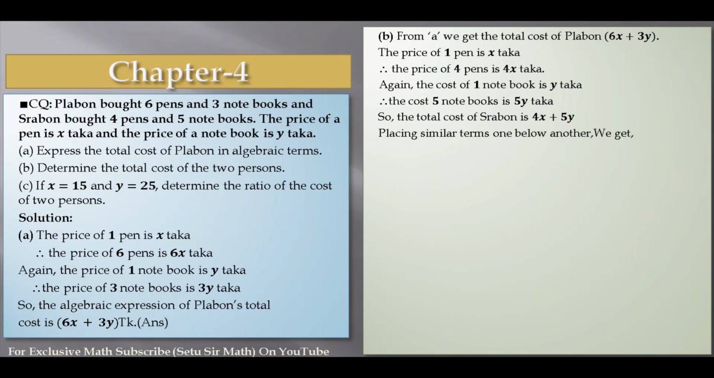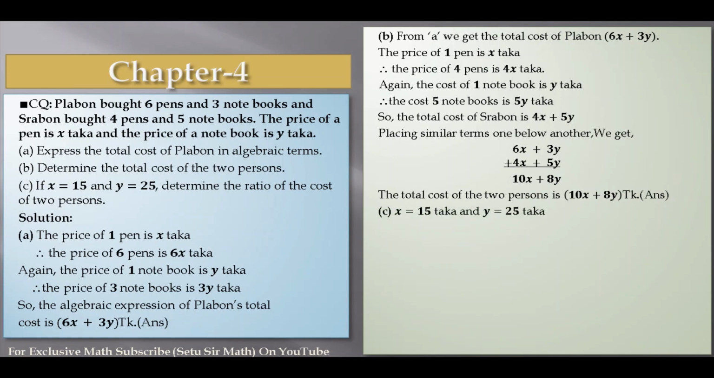Placing similar terms one below another, because we have to find the total cost of Plavon and the total cost of Shravan. So 6x plus 3y is Plavon's total cost, and 4x plus 5y is Shravan's total cost. If we add these two, we get 6 plus 4, that is 10, x will be x. 3 plus 5 is 8, y will be y. So 10x plus 8y. The total cost of 2 persons is 10x plus 8y taka.